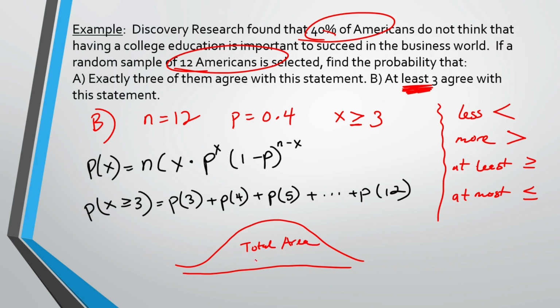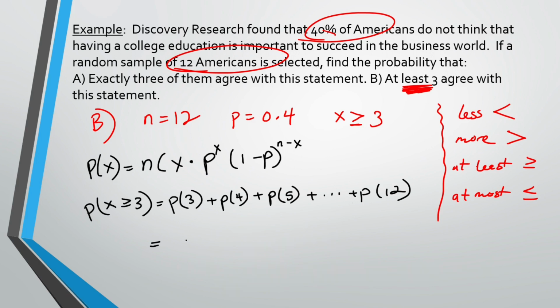The total area has to be exactly equal to 1. So if I do P of 0 plus P of 1 plus P of 2 all the way to P of 12, this has to be equal to 1 because that's 100%. So this is too big. I just want to start from P of 3 all the way to P of 12, not starting from P of 0. So here's what I'm going to do instead.